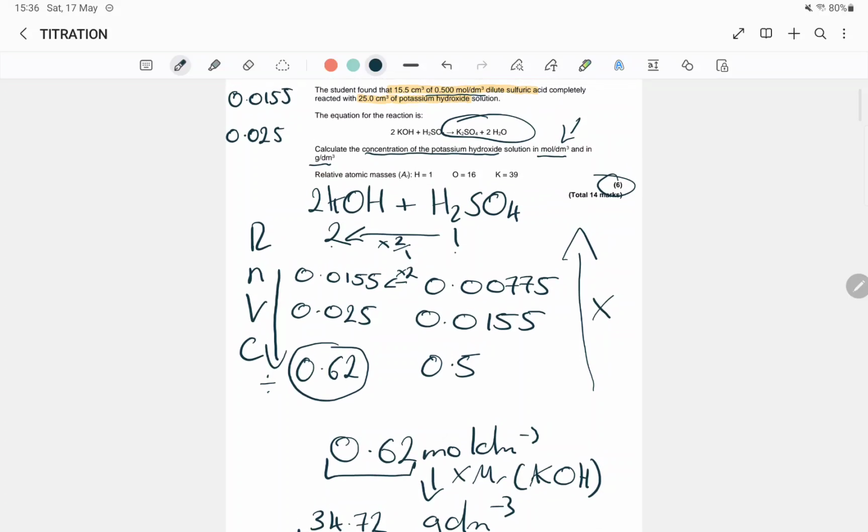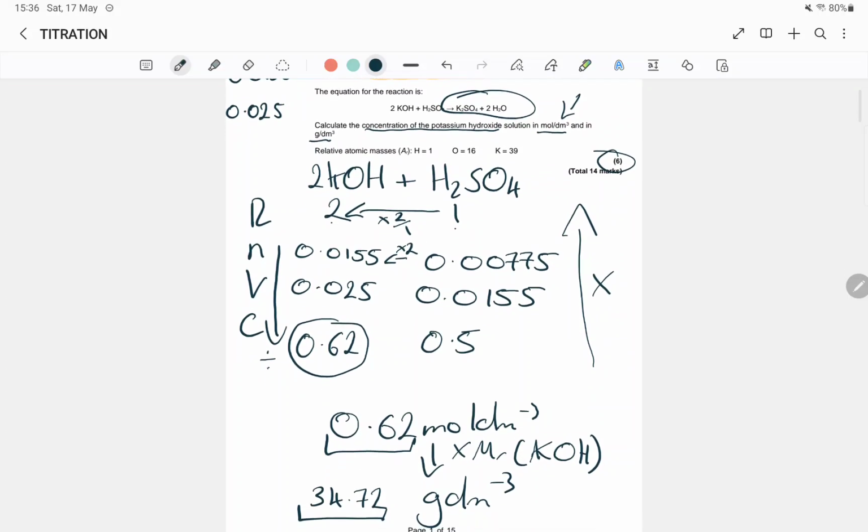I hope this has helped. As I mentioned at the start of the video, I will be posting easier versions of titration calculations, which is more just looking at the first half, so everything above the line I have just drawn.